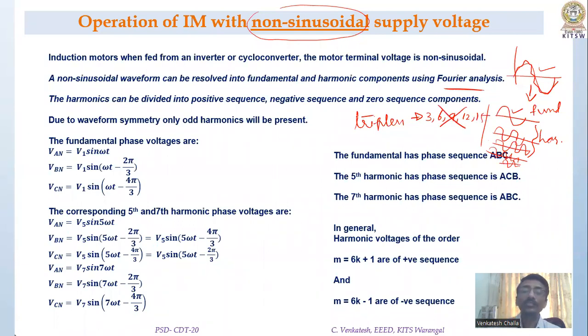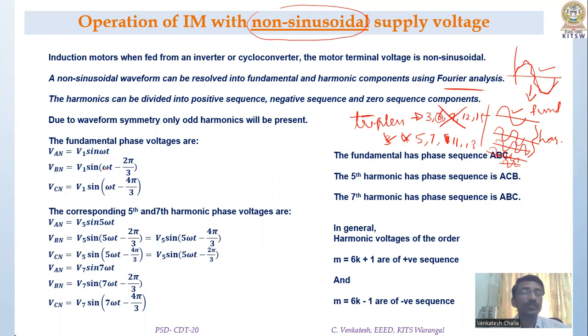Assuming that the non-sinusoidal supply is symmetrical, the even harmonics are also not present. Only odd harmonics are there. So 3 is not there, 4 is not there, 5 will be there. Next 6 is not there, so 7. Next 8 is an even number, so it is not there. 9 is not there. Next 10 is an even number, not there. 11, okay. 12 not there. 13 yes, it will be there. 14 is an even number, no. Next 15.